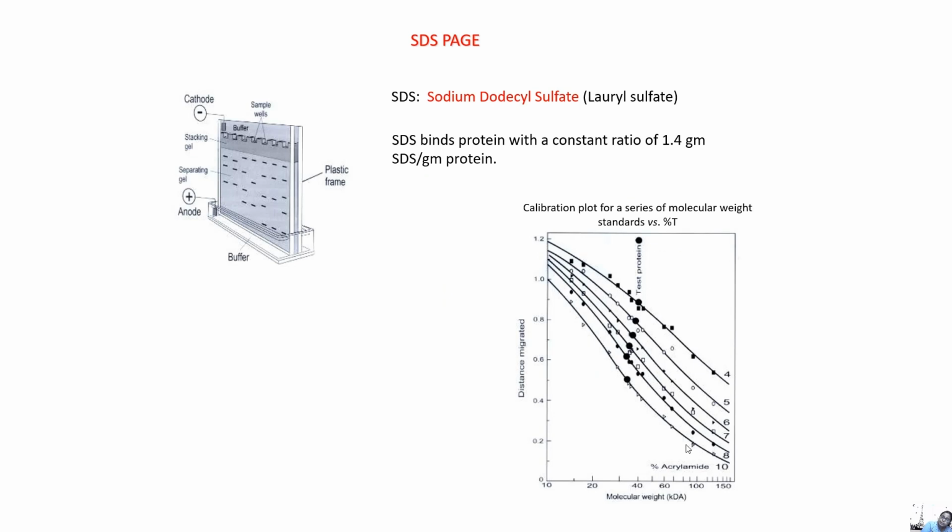SDS, its full form is sodium dodecyl sulfate. SDS basically binds to the protein with a constant ratio of 1.4 grams SDS per gram of protein, to impart a uniform negative charge to the proteins.